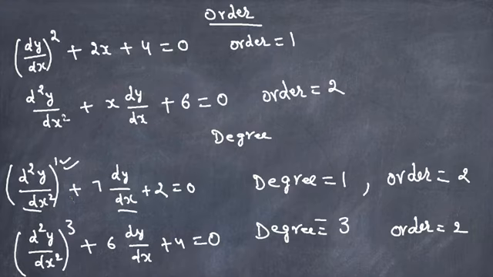Okay, so order is basically which derivative it is: first derivative, order 1; second derivative, order 2. And degree is the power of the highest derivative. Like in the earlier example, the power is 1, so the degree is 1, and in this example the power of the highest derivative is 3, so the degree is 3.